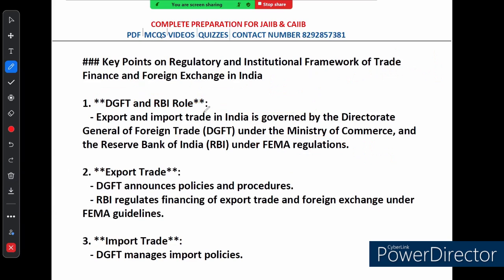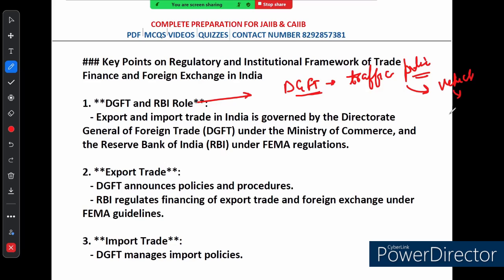So let me give you an example to make this more clear. You can think of DGFT like a traffic police who sets the rules for where vehicles can go. And here vehicles means what? Here vehicles means export and import. So DGFT acts like a traffic police who sets rules for where vehicles can go, that is where export and import can happen.